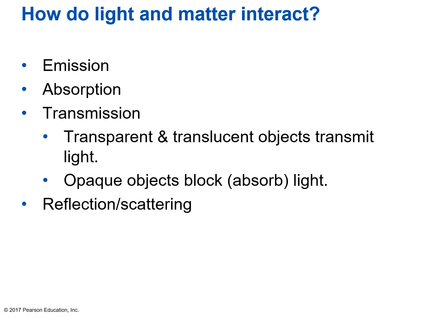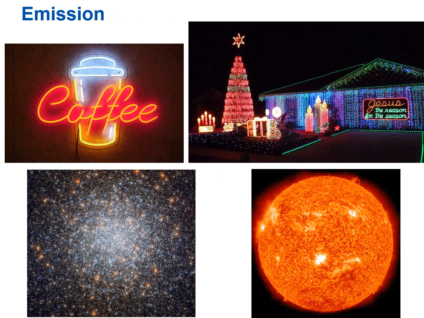So we're first going to talk about how light and matter interact. And there are four basic ways. They are emission, absorption, transmission, and reflection, which subcategory of reflection is scattering. So let's talk about each of those.